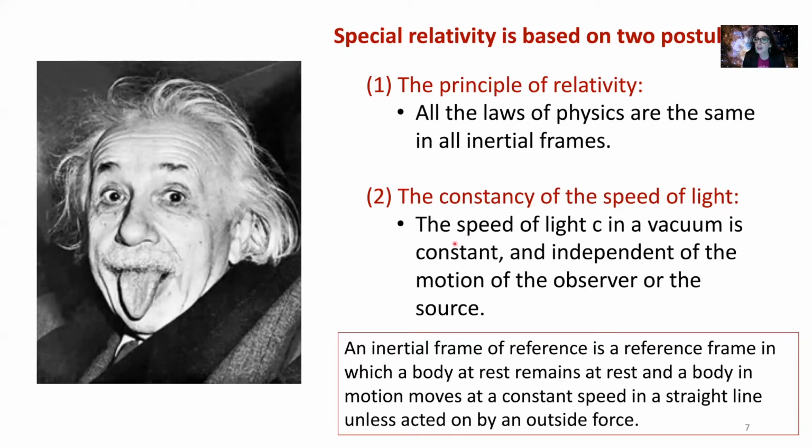The second postulate of special relativity is the constancy of the speed of light. The speed of light in a vacuum is constant and it's independent of the motion of the observer or the source. So no matter what, the speed of light is a fixed quantity, no matter your inertial frame.